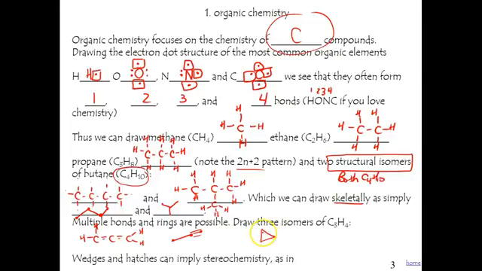C3H6? I better put in a double bond. That's C3H4. Three isomers? Well, let's just draw one more. How about C3? That's 1. That's 2. We need another one. How about something like 1, 1, 2.